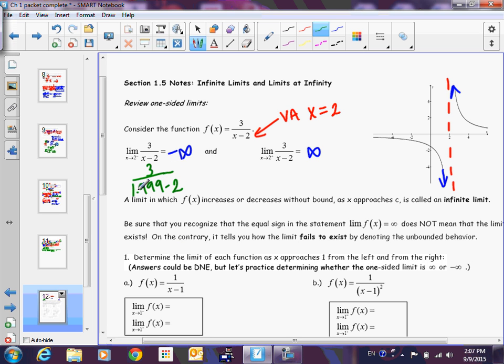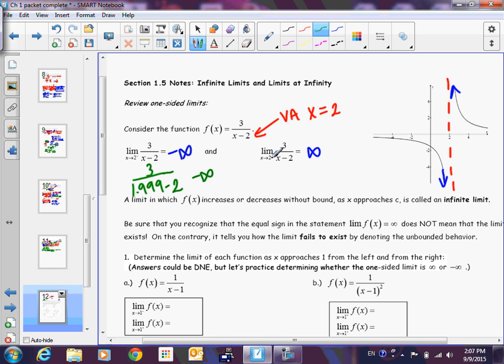Okay, 1.999 minus 2. Is that positive or negative? Negative. Okay, it's also a really small number, and when you do 3 divided by a small number, you get a really big number. So this is numerically a way you can come up with the limit. And we're going to practice this again.